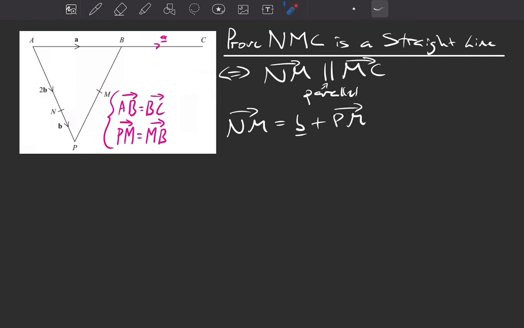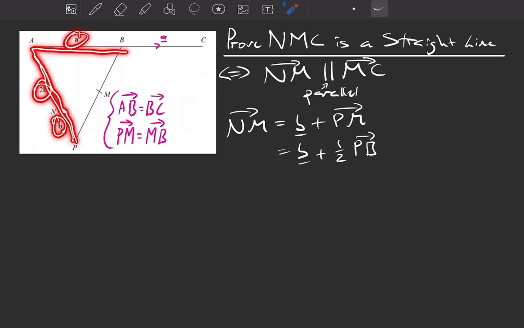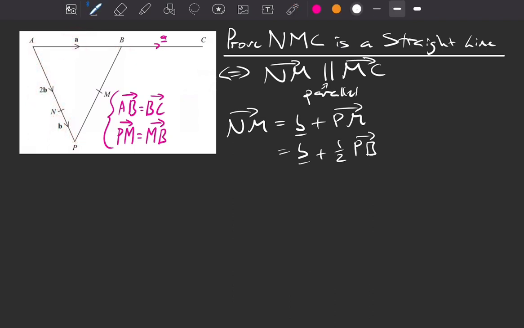We now need to figure out what is P to M. Well, we know that P to M is also M to B. So P to M is actually half of P to B. So one step closer. And now we can figure out what P to B is. Well, we can get there using lines that are fully covered by our A and B's. So what we can see, we went backwards through 3 B's and forward through 1A. So P to B is equal to forwards through 1A and backwards through 3 B's.